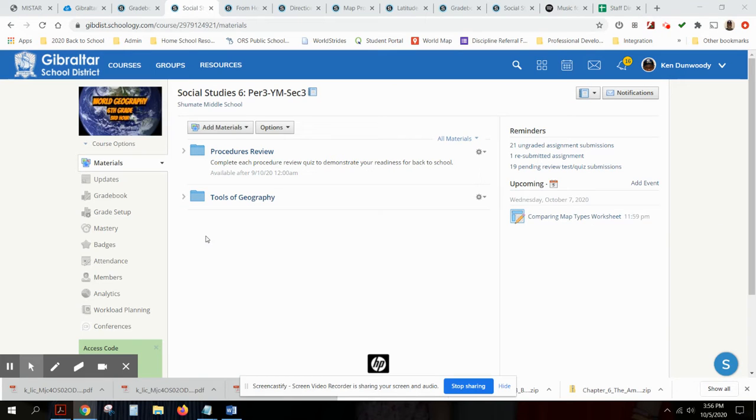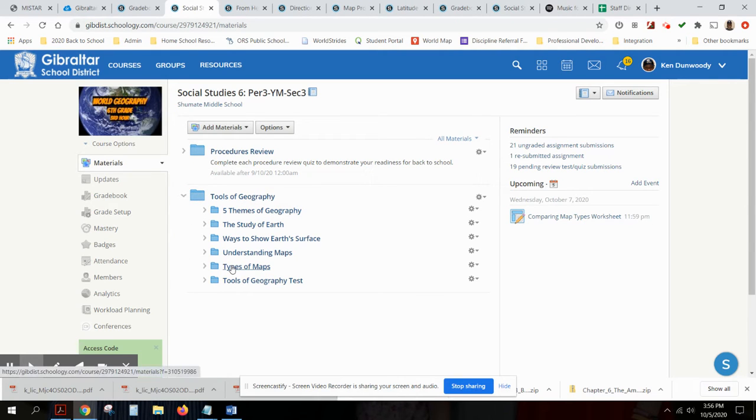Good afternoon. Today in social studies, we began the fifth and final lesson in tools of geography. So if you go to your Schoology page, materials, and then to the folder called tools of geography, let's open that up. And we are on types of maps.